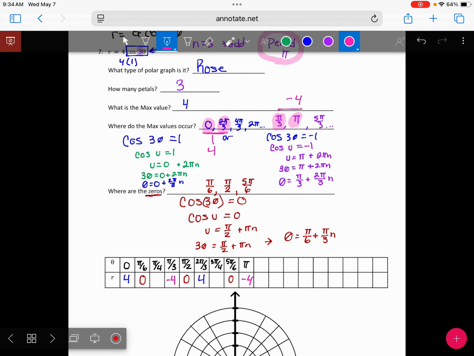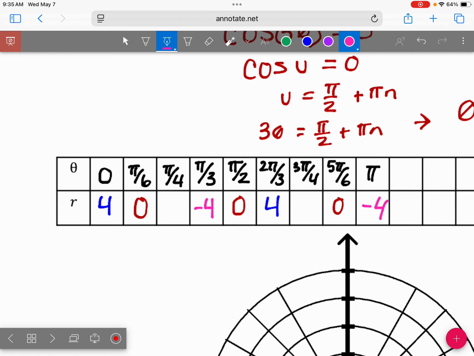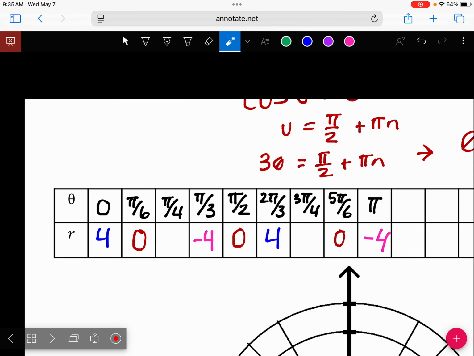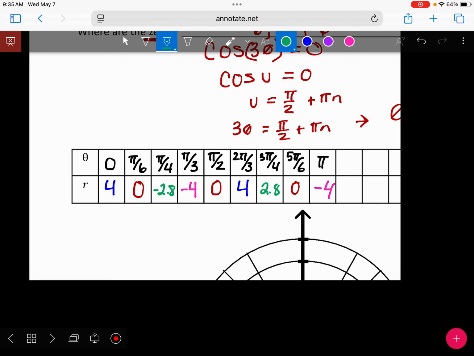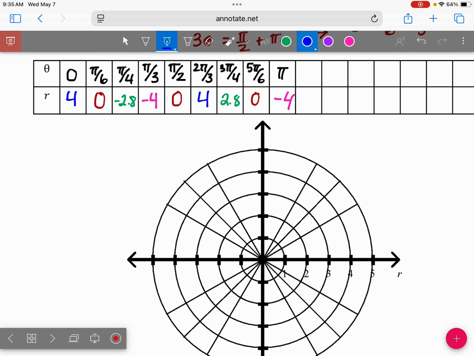So we need to calculate 4 cosine of 3 theta for pi over 4 and for 3 pi over 4. So we're going to do those two in the calculator. We should get our -2.8 here. And 3 pi over 4, we're going to get a positive 2.8. So let's see what happens when we plot this up and what this is going to look like.